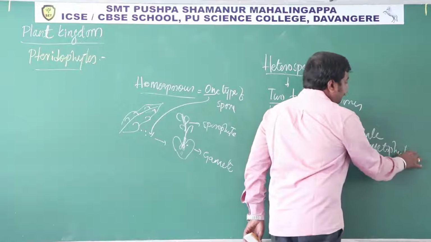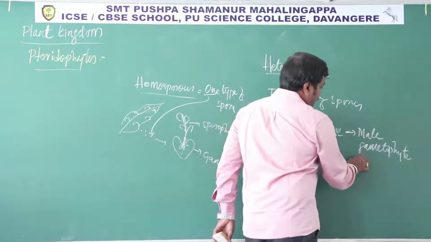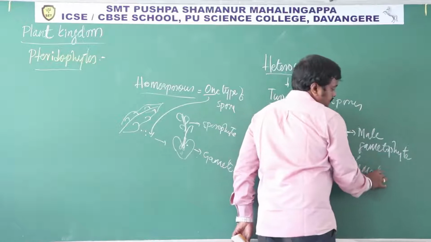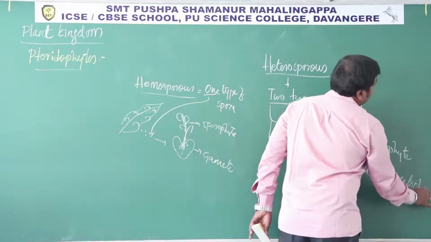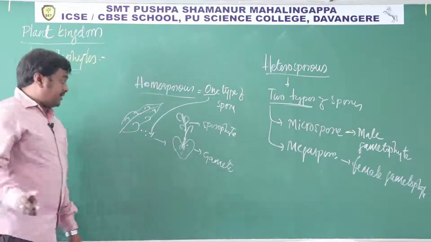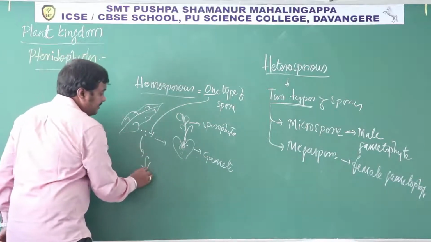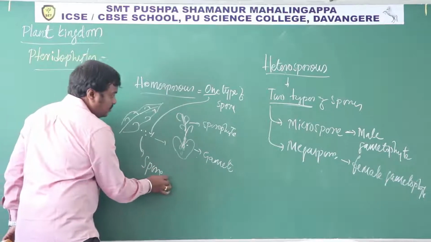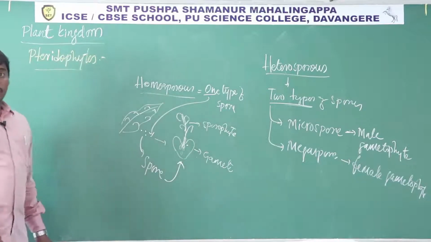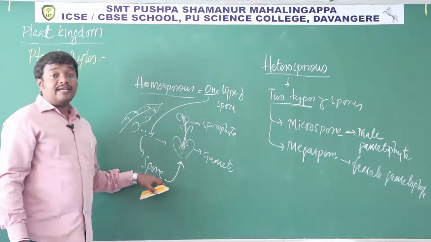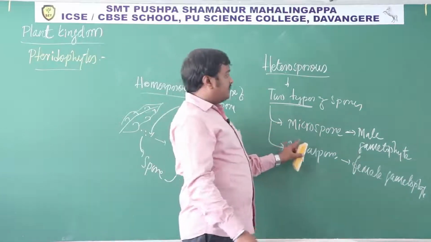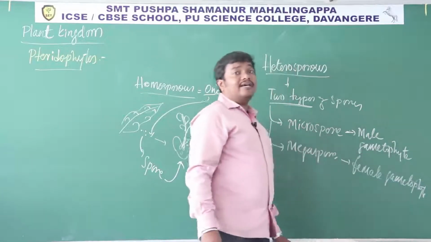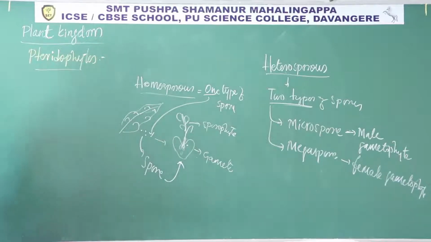And the megaspore develops into the female gametophyte. But if you recall, in homosporous it is the same kind of spore that develops into the gametophyte. We cannot differentiate male and female gametophyte in the case of homosporous, but in the case of heterosporous we can differentiate them into male gametophyte and female gametophyte. That is the difference between homosporous and heterosporous.